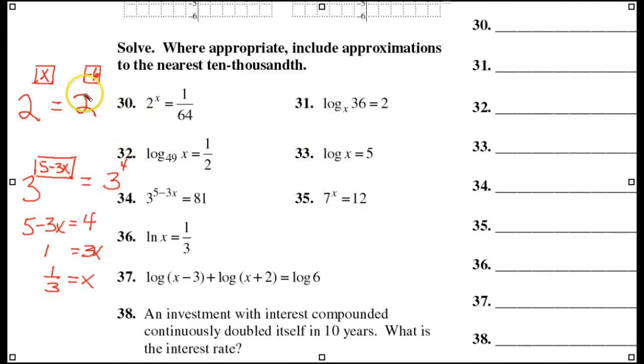All right, to wind this up, here we have x to the second, or 2 to the x power. So 2 to the x power is equal to 2 to what power? Well, that's -6. So here x equals -6. And here for this one, we have 3 to an exponent. 81 is 3 to the 4th. So our exponents equal each other. Transpose the 3x, transpose the 4. We get 3x equals 1, x equals 1/3.